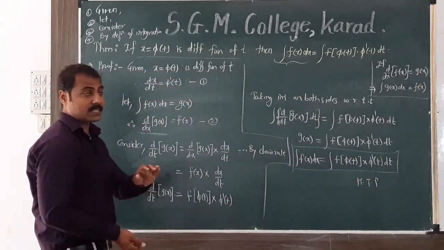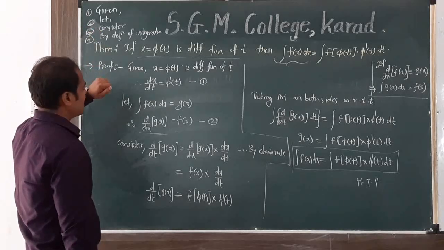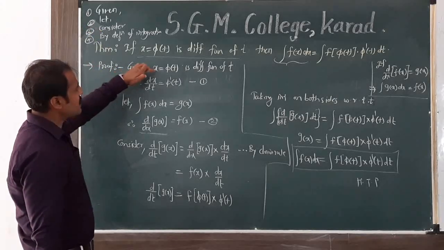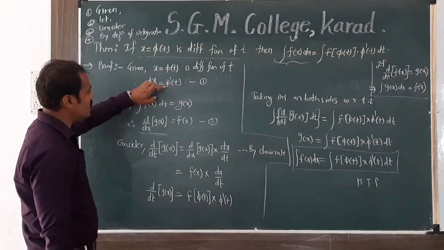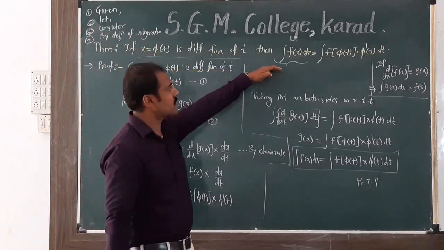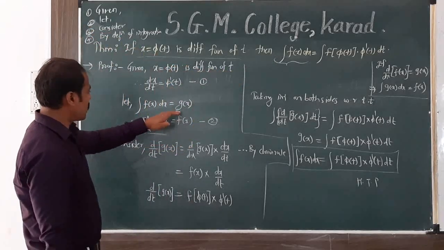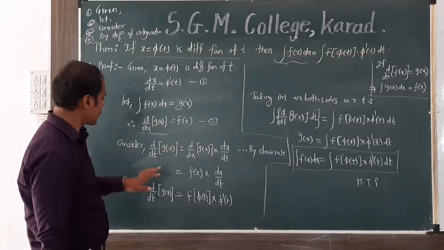Okay, just remember these four steps given. Let us consider, by definition of integration, x is equal to phi of t. Differentiate with respect to t, we get dx by dt is equal to phi dash of t. Let integration of f of x dx is equal to g of x, so d dx of g of x is equal to f of x, equation number two.